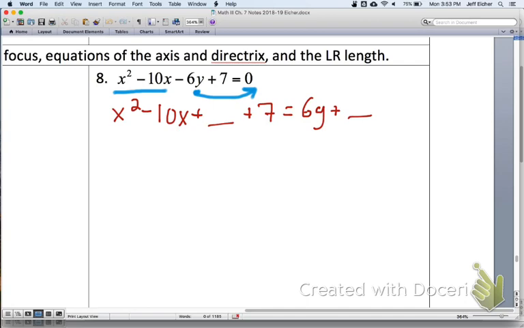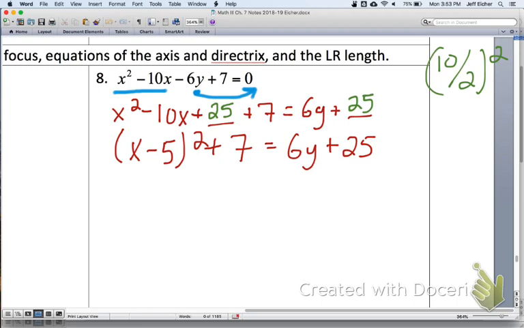I'd like you to pause the video to see if you're able to complete the square correctly. See if you can complete the square and write the equation in standard form. Don't list all the other stuff first, just see if you could do that. So I hope you chose 10 over 2 squared as 25. Hope you added 25 to both sides. Hope you factored right, x minus 5 squared.